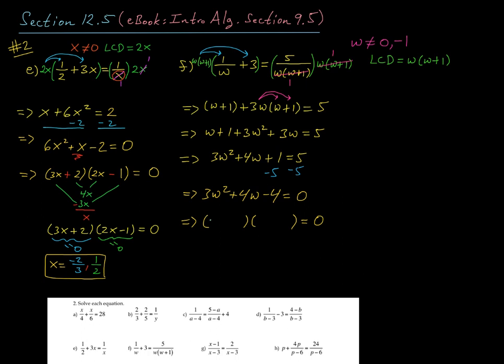Okay, so for 3w squared, fortunately here, there's only the options 3w and w. And then for the 4, well, we could try 1 and 4, 4 and 1, or 2 and 2. I'll go ahead and try 2 and 2 just to give it a try. And what do we get there?